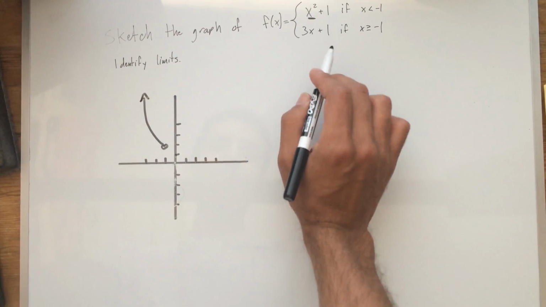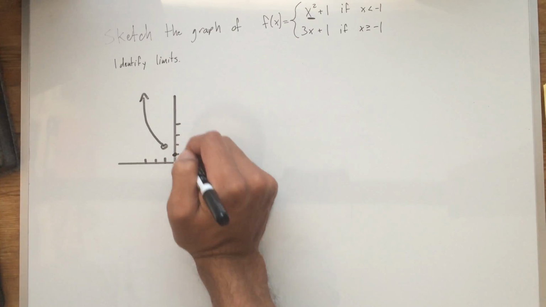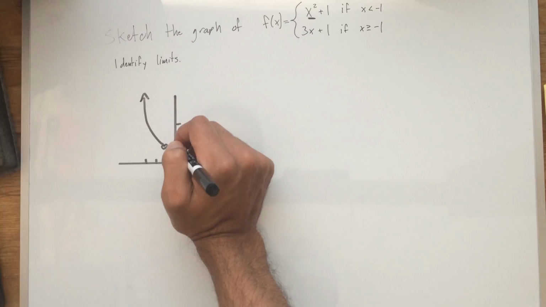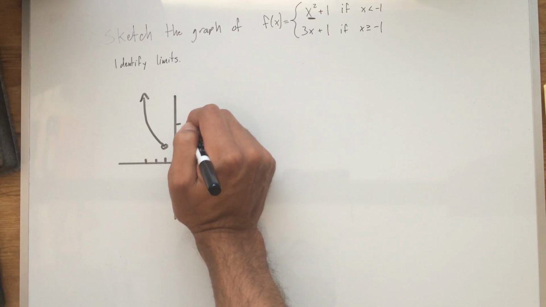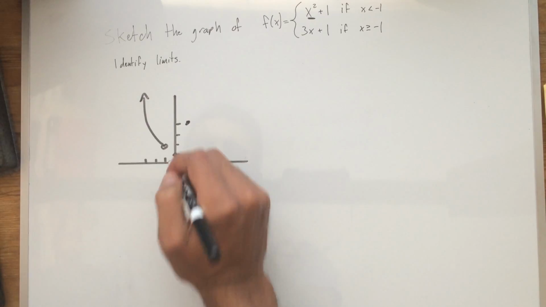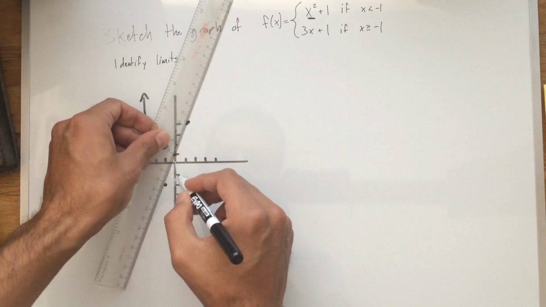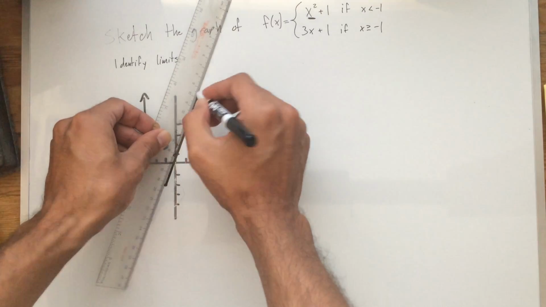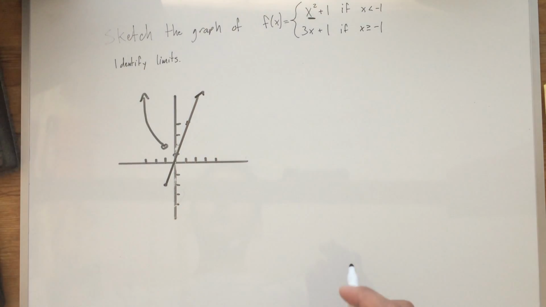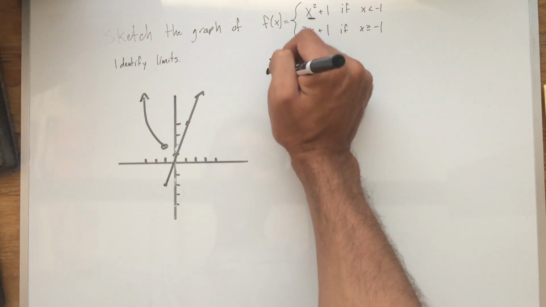The other function, we have 3x plus 1, so the y-intercept is 1, and you use the slope, so up 3 over 1. Then you can also go down 3 over 1. So there's a value at -1. And we can just draw the line. And now in this question, they give us limits that we can look for.